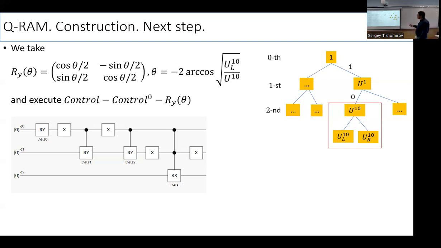And I do this with every node which was involved. So, questions?